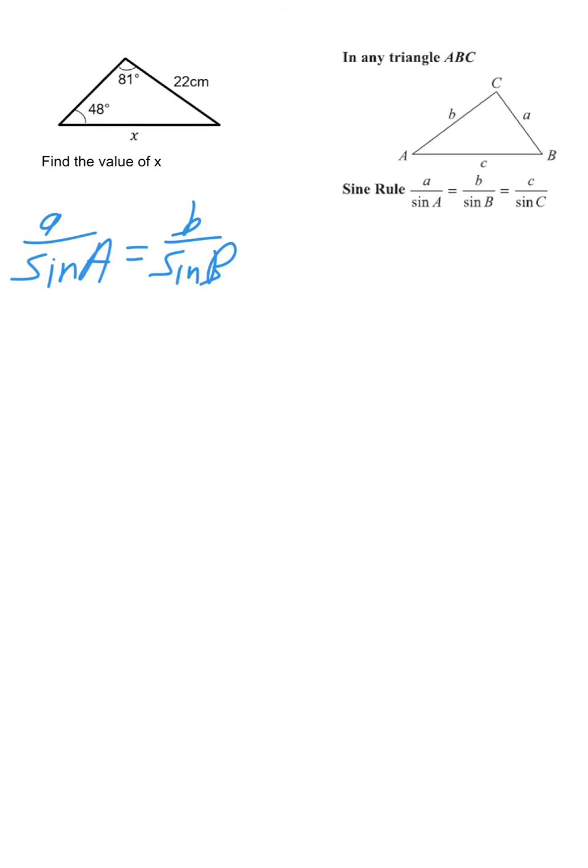Now you notice that I didn't write c over sine C. There's no need to do this because all you need to work out a question with the sine rule is one opposite pair, a side and an angle. So you'll only ever write a over sine A is equal to b over sine B. So we have x over the sine of 81 is equal to 22 over the sine of 48.